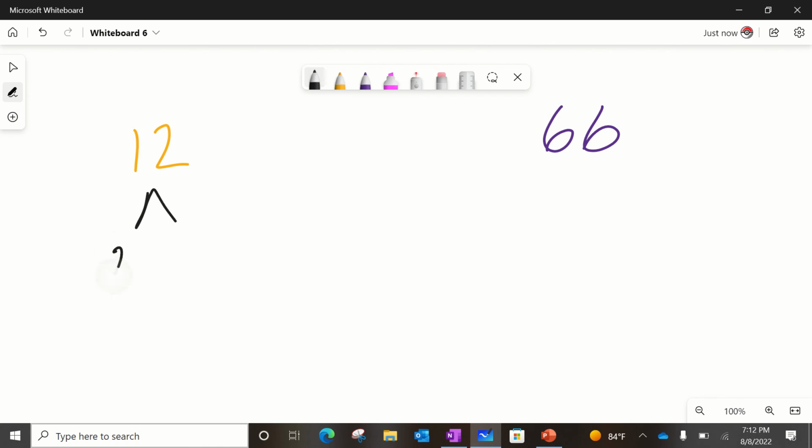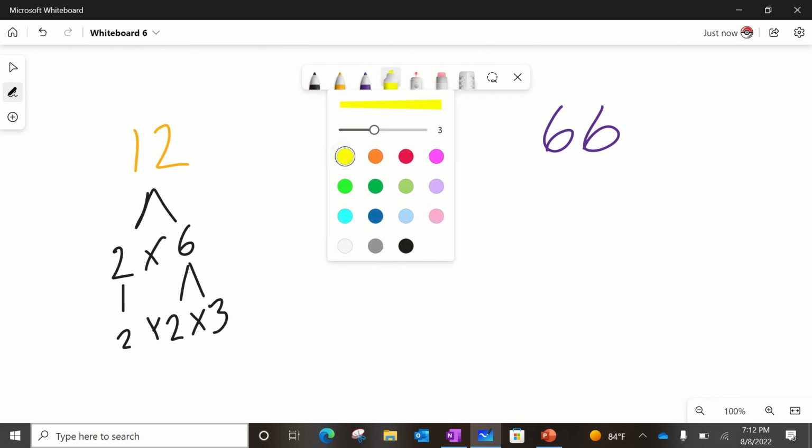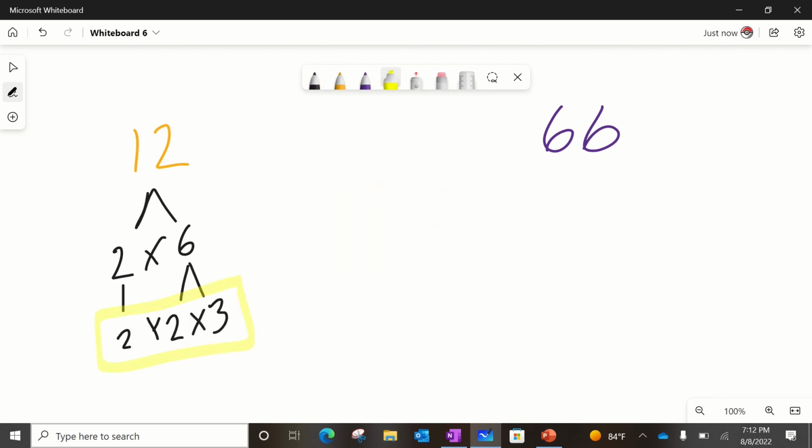12 will be 2 times 6. 2 will not be broken down. 6 will be broken down into 2 times 3. And those are my prime factorization for 12. Another way for you to check is to actually do the math. 2 times 2 would equal 4. 4 times 3 equals 12. Therefore, this does check off.